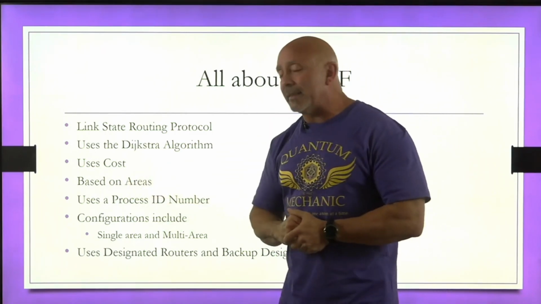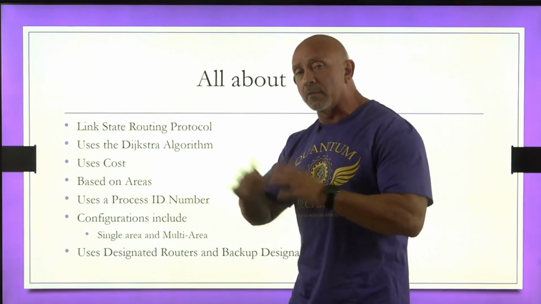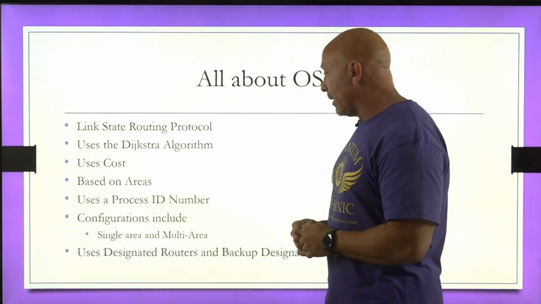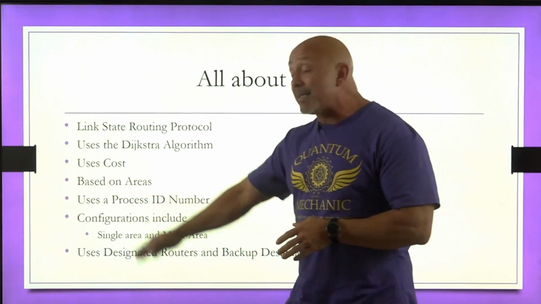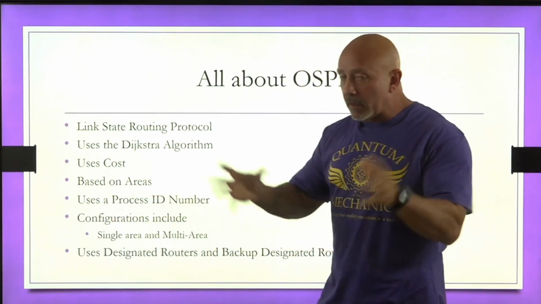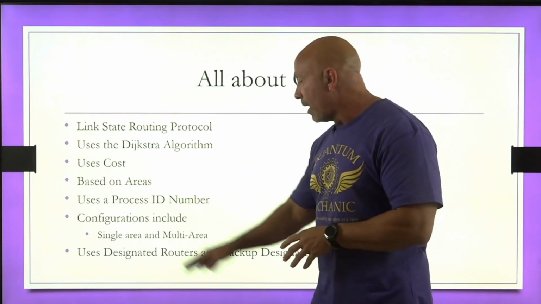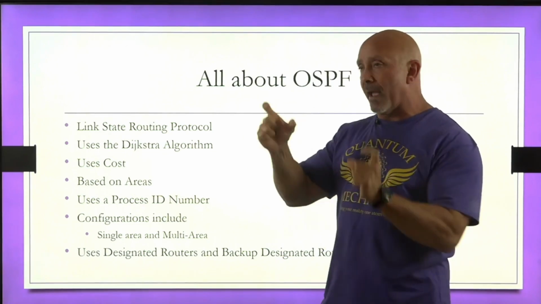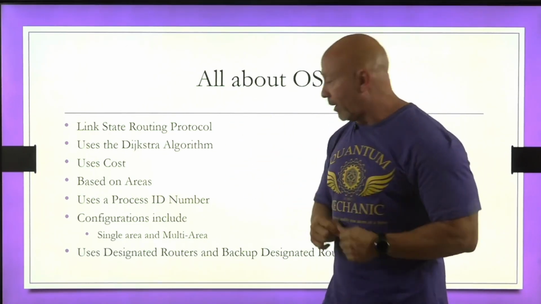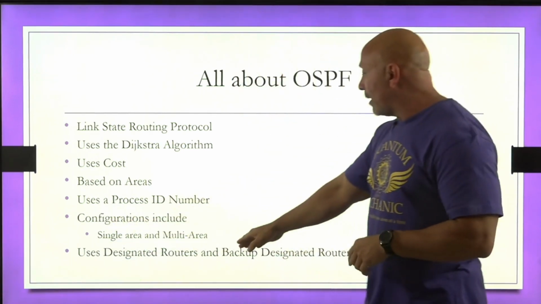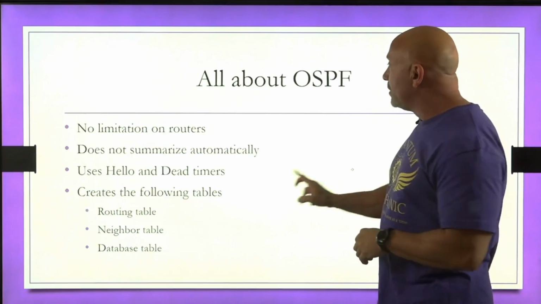It also uses a process ID number, but it's a local database number. It has nothing to do with anybody else. It's just to maintain that database. And we'll be doing two types of configurations: a single area, which is a contiguous area, just like an autonomous system where everybody shares the same routing table, and a multi-area, where you have routers, or really interfaces, in different areas. We'll also definitely do a lab with designated routers and backup designated routers.